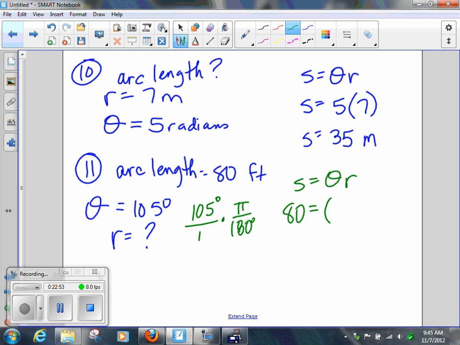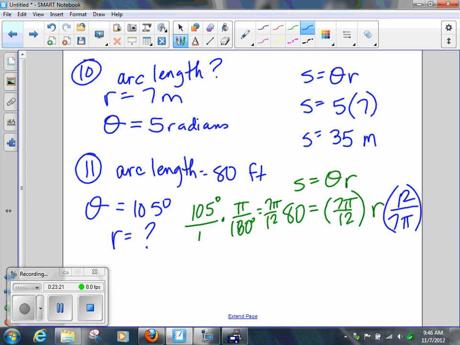7 pi over 12. Radius is what we're trying to find. Folks, multiply by the reciprocal, or divide by that value. If you are a calculator ninja, then you can do that. But if you are not a calculator ninja, I do not recommend it. 12 over 7 pi.